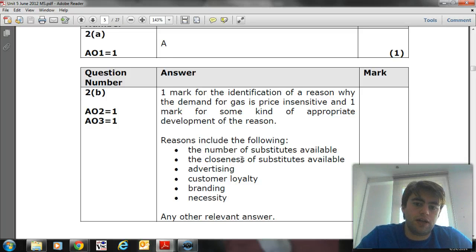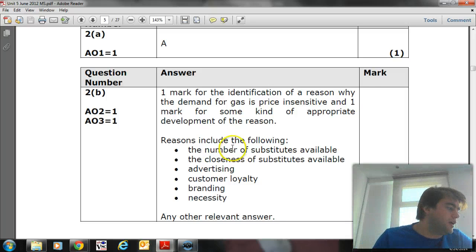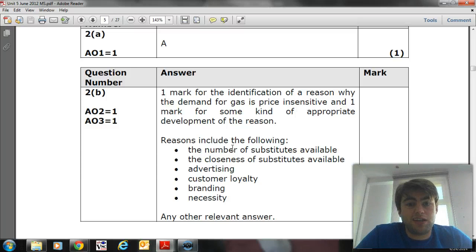Advertising. Okay. So you could have talked about how high levels of advertising for gas prices from British Gas has led to it being relatively insensitive. How loyal customers are. Yeah. So customer loyalty between British Gas and other firms in the marketplace might have affected this. So, we're talking about British Gas branding, so people might trust the British Gas brand over others. And necessity, obviously, it's a necessity product, so you could have expanded on that.